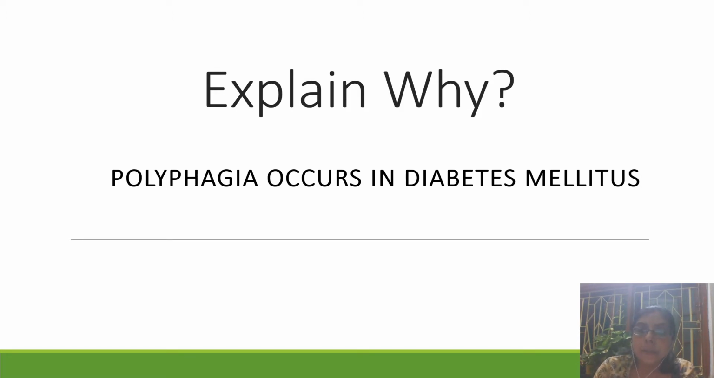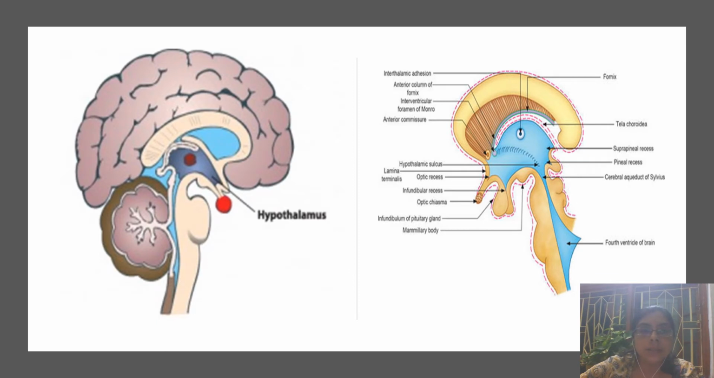Now, to understand the pathophysiology of polyphagia in diabetes mellitus, you have to know about the regulation of feeding behavior. One of the important regulatory centers is the hypothalamus. So where is this hypothalamus present? Anatomically, the hypothalamus forms the lateral boundary of the third ventricle. So this blue part is the third ventricle. Hypothalamus forms the lateral wall of this third ventricle.